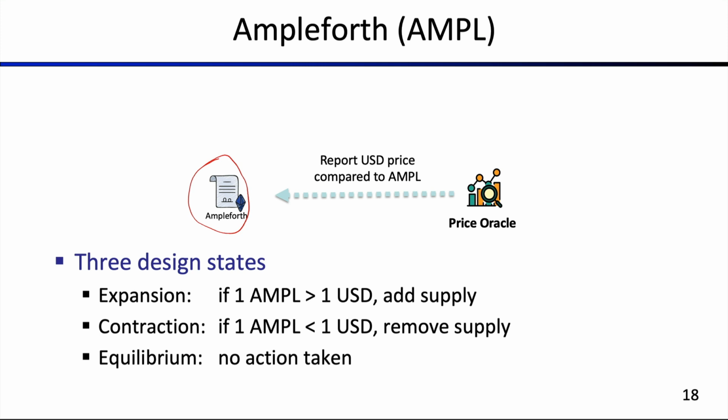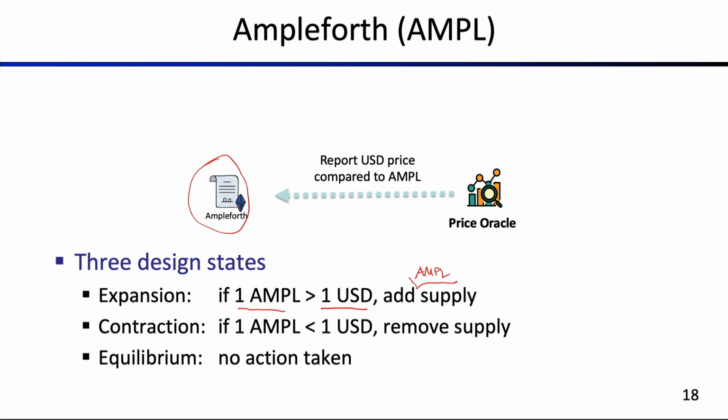And specifically, if the Ample price, so if one Ample is more expensive than $1, then you can add Ample supply, right? So you can increase the Ample supply here. If you do increase the supply, then you're devaluing the remaining tokens, and hence it should exert a downward pressure on the Ample price itself. So you should be getting closer to $1.